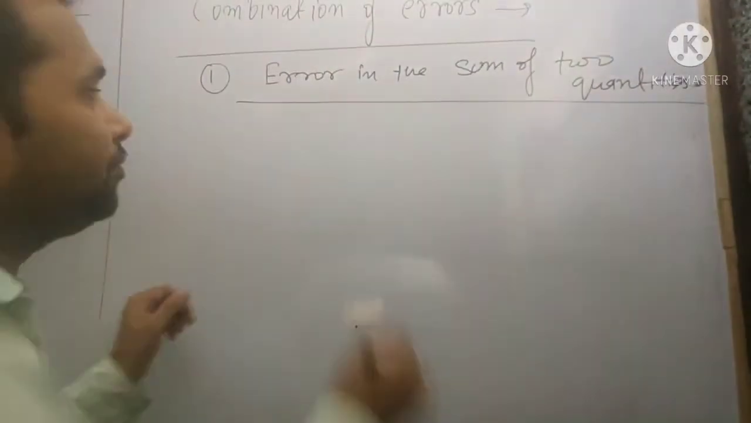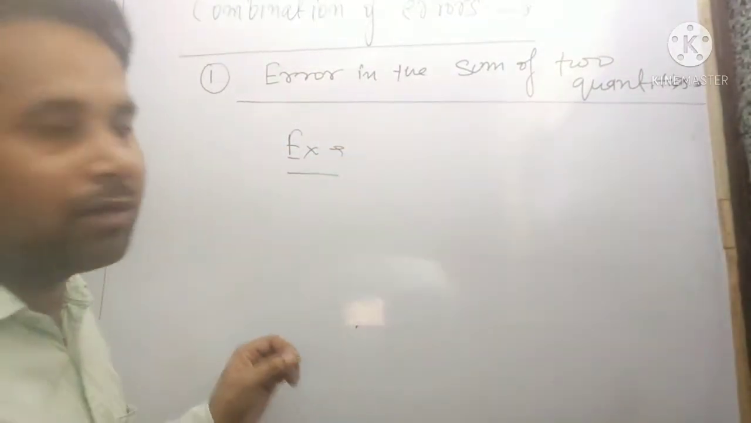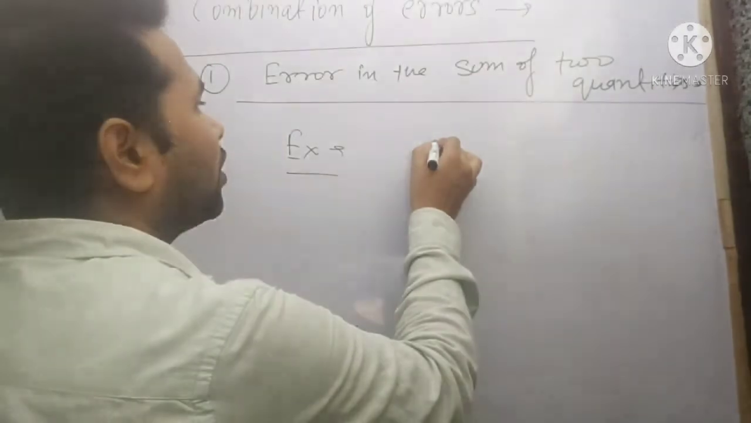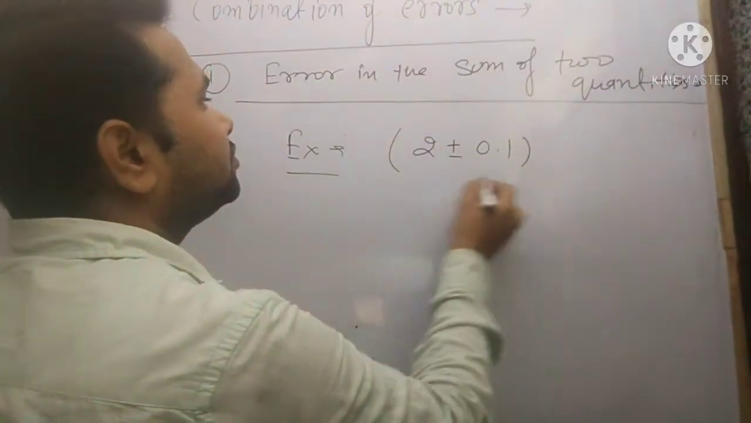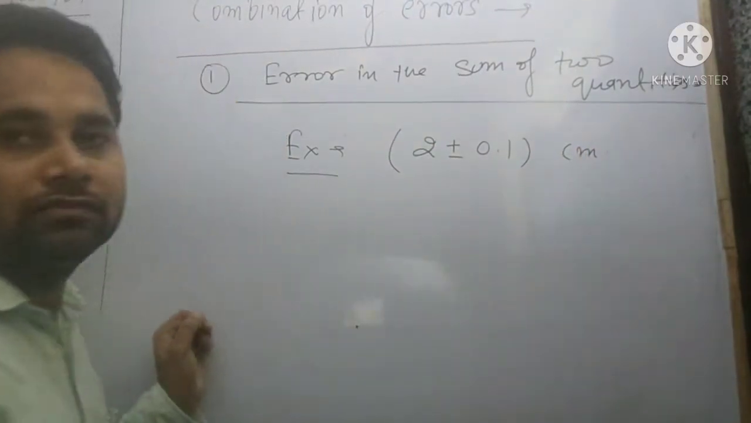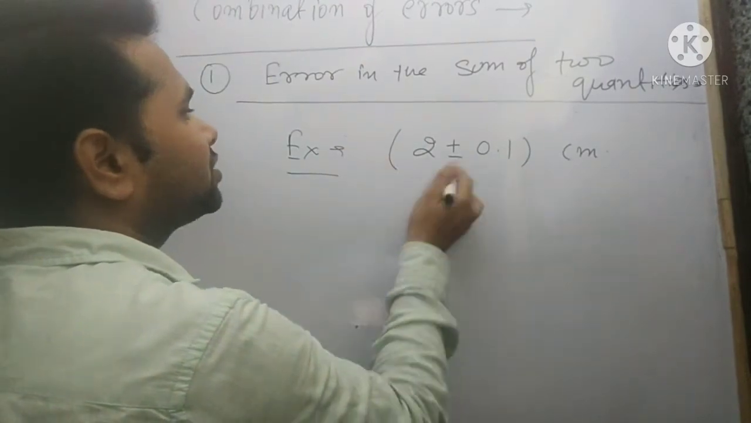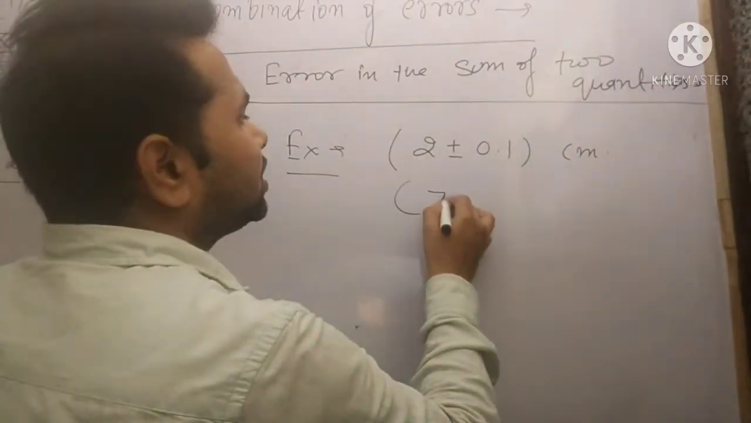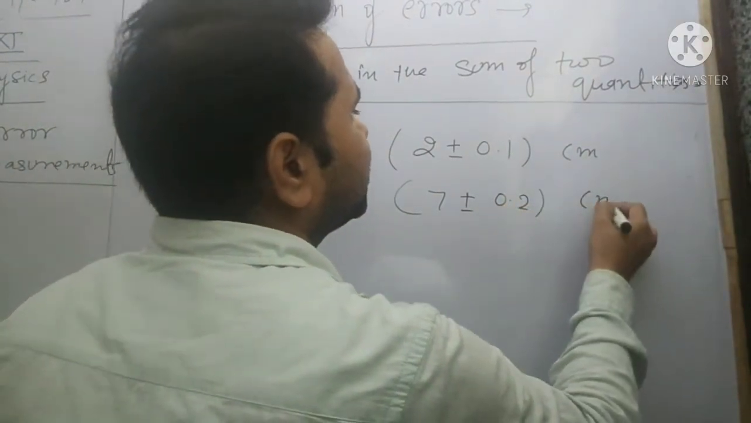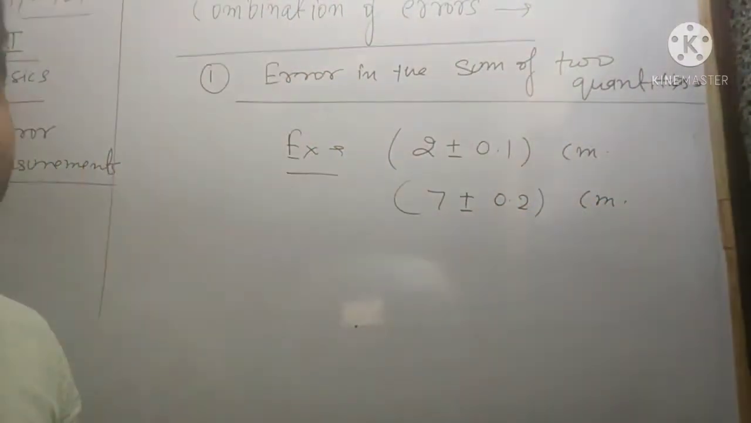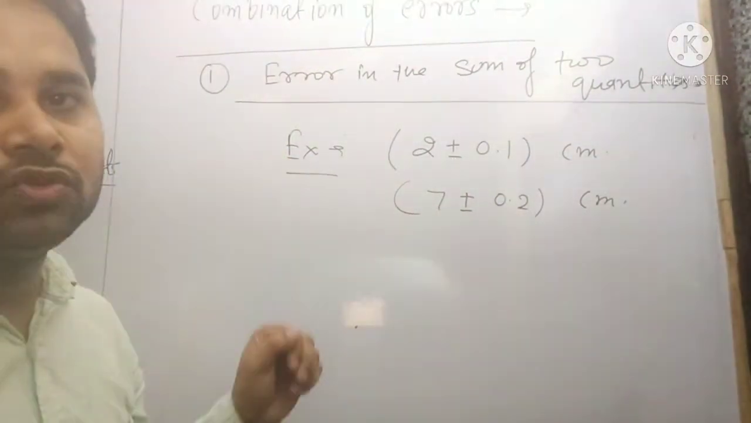See here the example. Suppose two measured quantities are represented by 2 plus minus 0.1 centimeter, and suppose this is the first quantity and the second quantity is 7 plus minus 0.2 centimeter. These are the two measured values and we have to find the sum of these two.